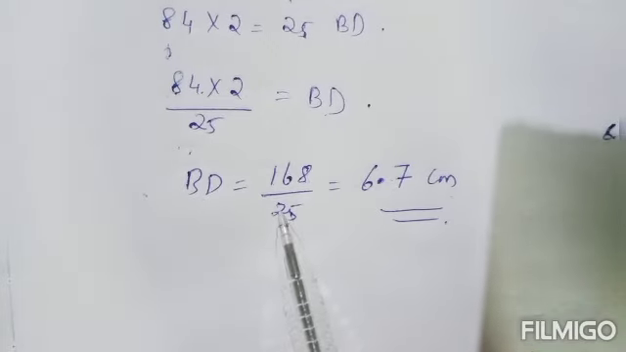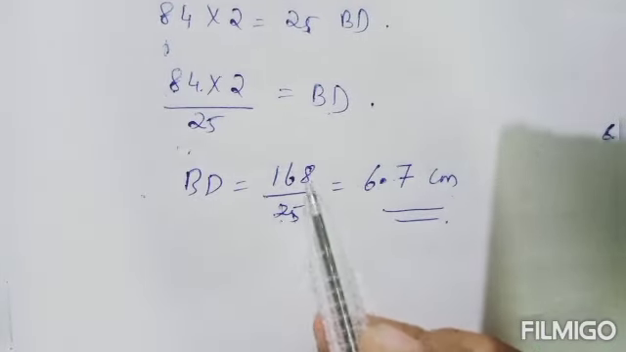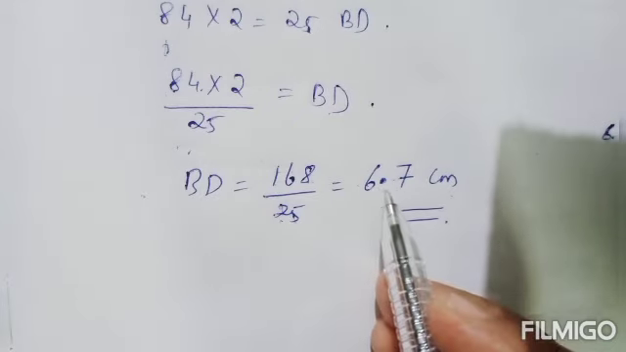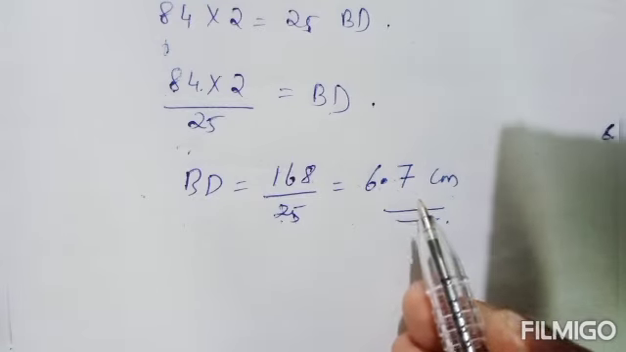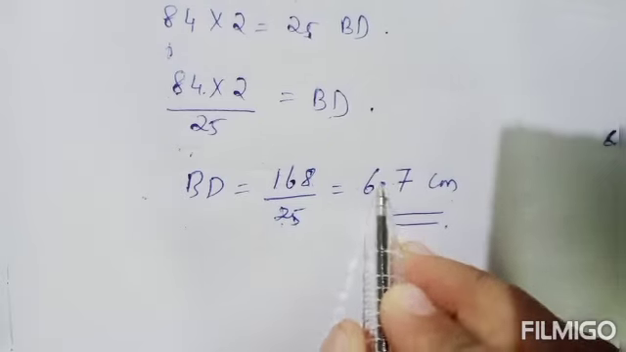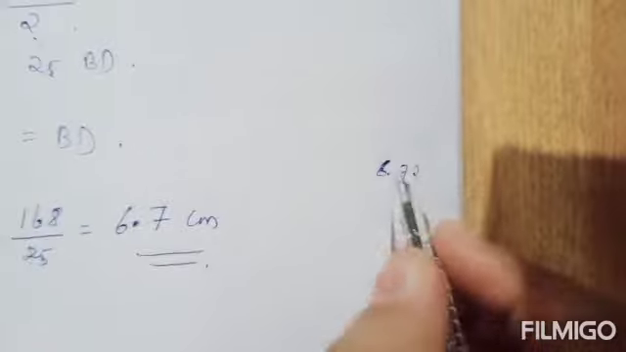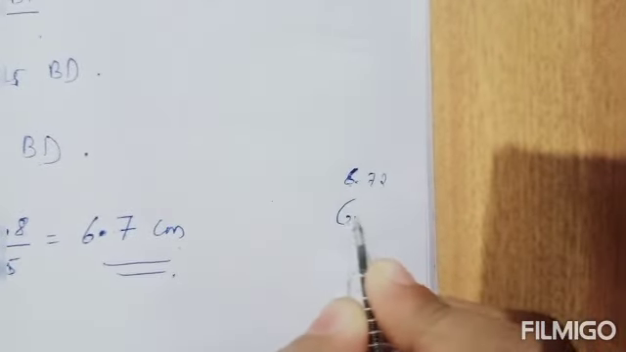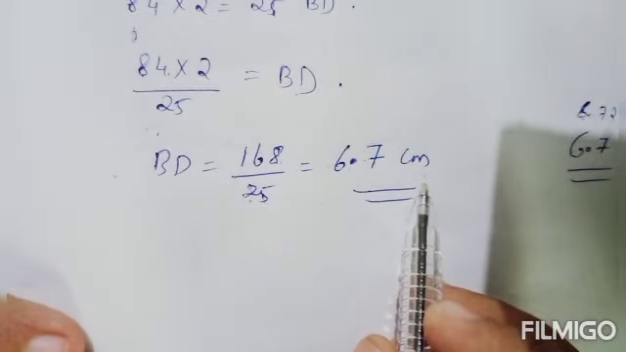On dividing 168 by 25 you will get 6.72. But in our question it is given the length of BD correct to one decimal place. So after the decimal point only one digit is needed. So in place of 6.72 we can just write 6.7. So 6.7 centimeter is the length of BD.